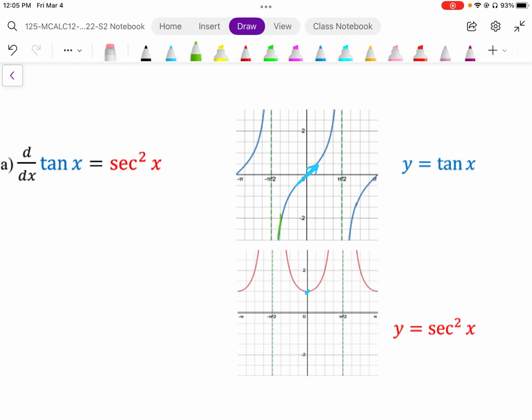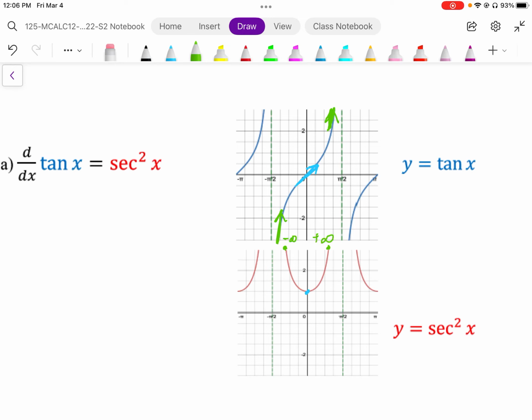We know that we have an infinitely steep slope near the vertical asymptote, so we have infinitely high points here. And the same thing is going to be happening here. This is a positive infinite slope, so we're going to get positive infinite values up here.